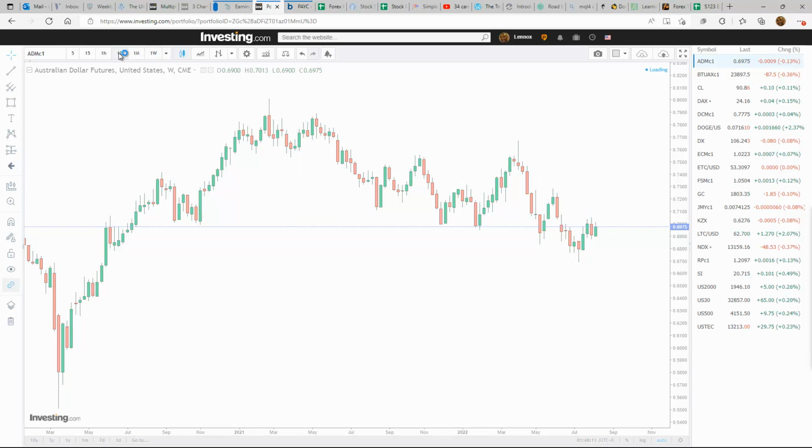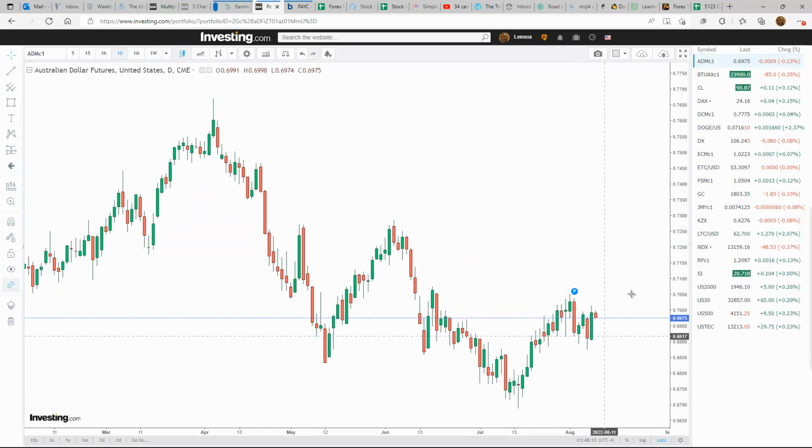Going down to the daily time frame, we're pushing with a little bit of strength. Now, at this point, it's quite interesting. We could be setting up for a move back down. So be careful. Unless we break that high, prices might turn to the downside here on the Aussie dollar futures. So be careful about going long at this point because of that.